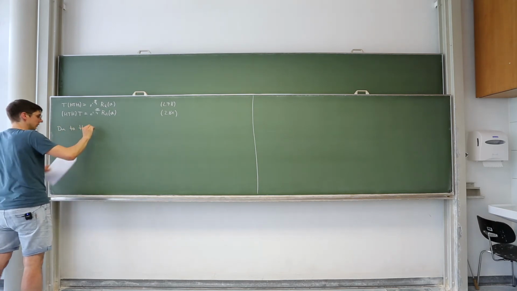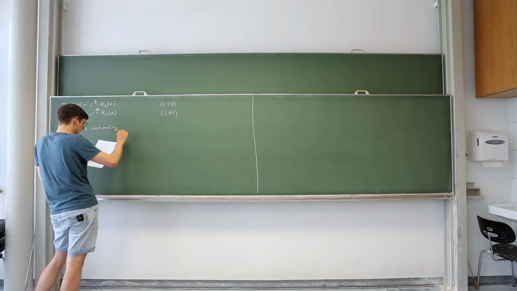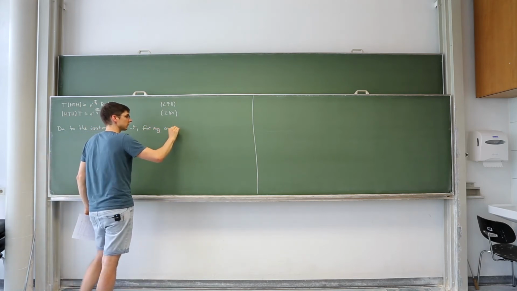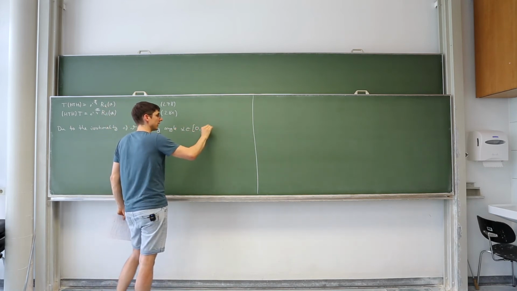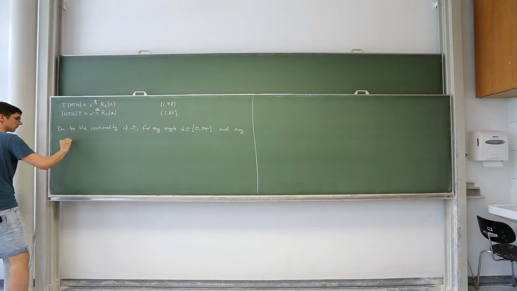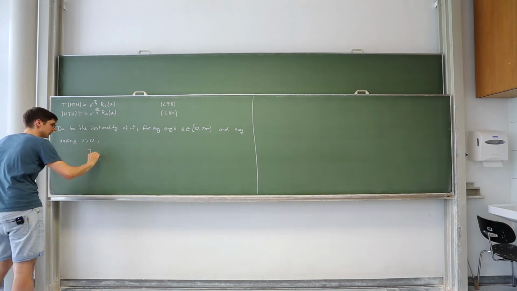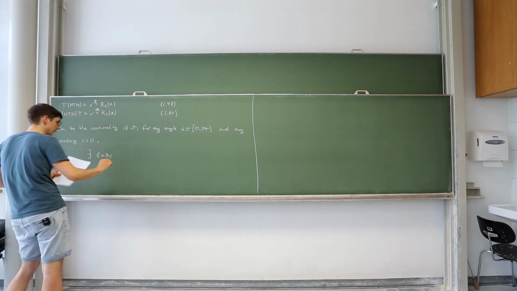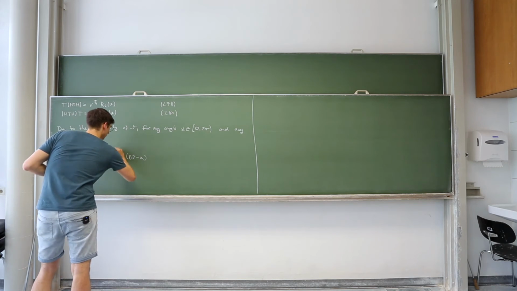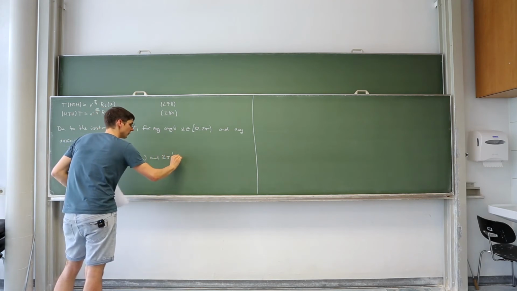Due to the irrationality of theta, so for any angle alpha between 0 and 2 pi, and any accuracy epsilon greater than 0, there exists a number L such that the modulus of L times theta minus alpha modulo 2 pi is smaller than epsilon.